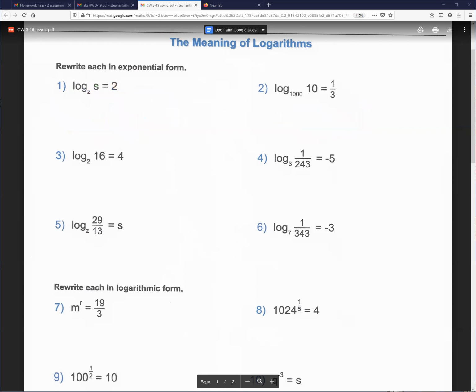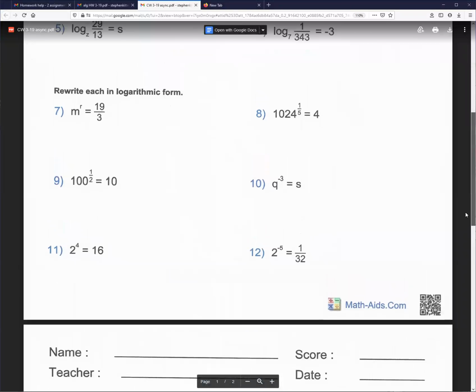So now we're going to scroll down. We're going to see what the rest of the sheet has in store for us. Rewrite in logarithmic form. Oh, well, that sounds familiar, doesn't it? We need to undo the exponential by doing a logarithm on both sides.